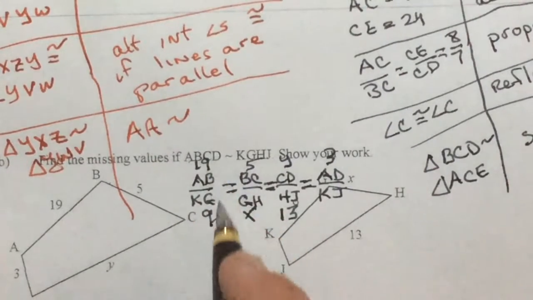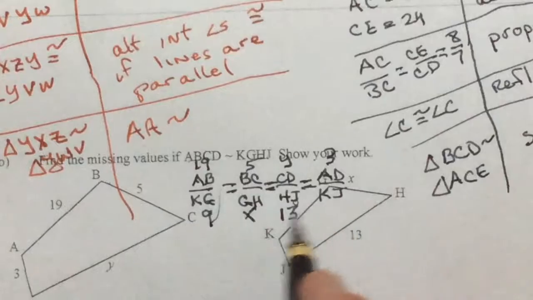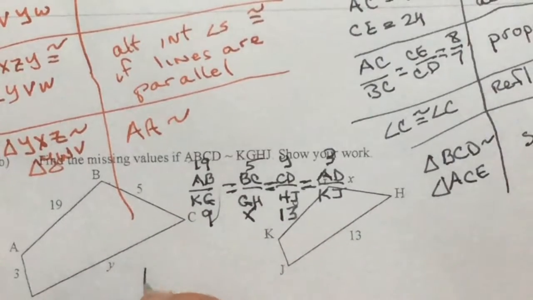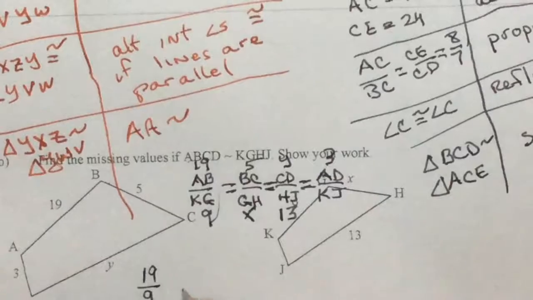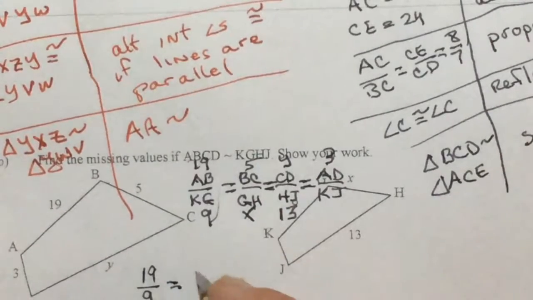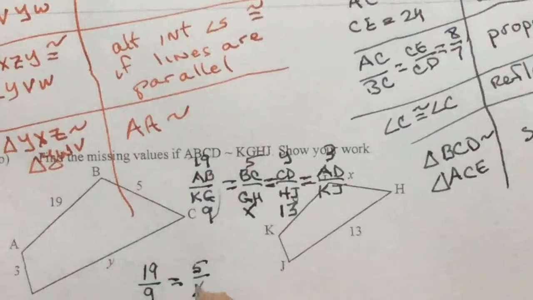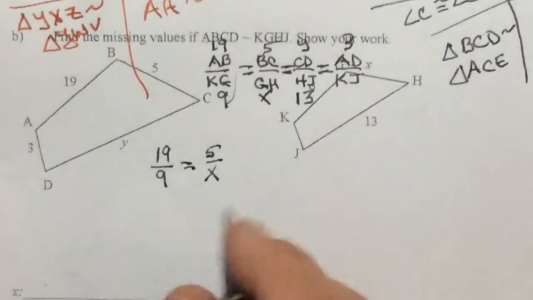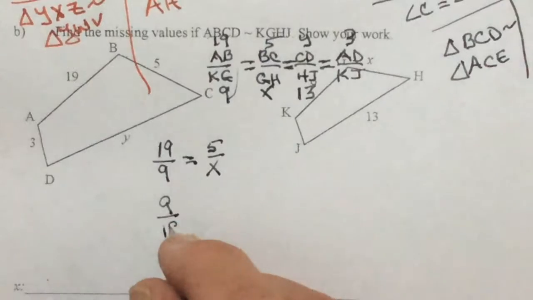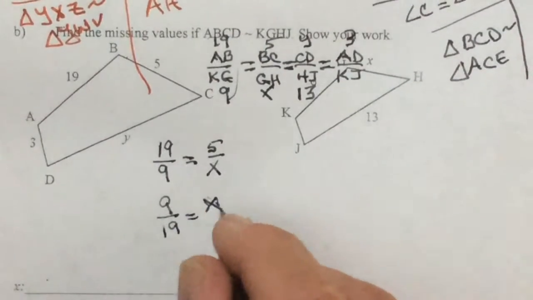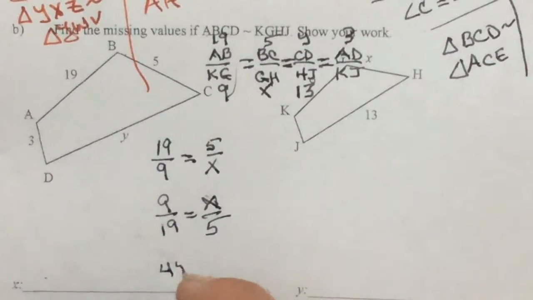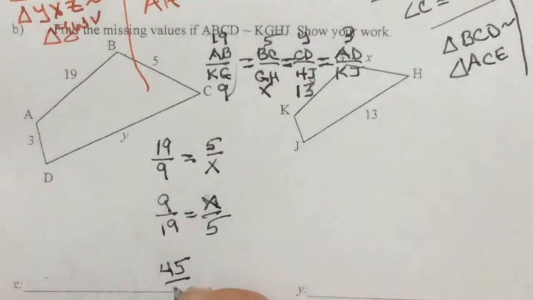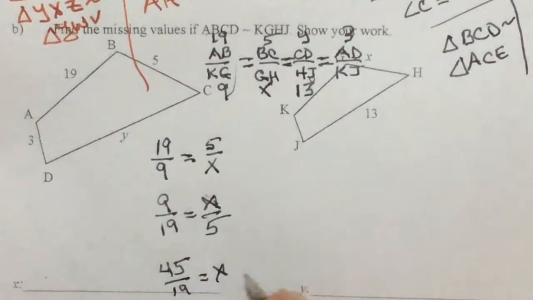So the ratio here, the only one of these where I have a number on the top and the bottom is this one. The ratio for these two figures is 19 over 9. Okay. And that's going to be equal to 5 over x. If I want to solve this, the easiest way to do it is to just, first of all, take the reciprocal of both sides. And then multiply both sides by 5. And we're done.